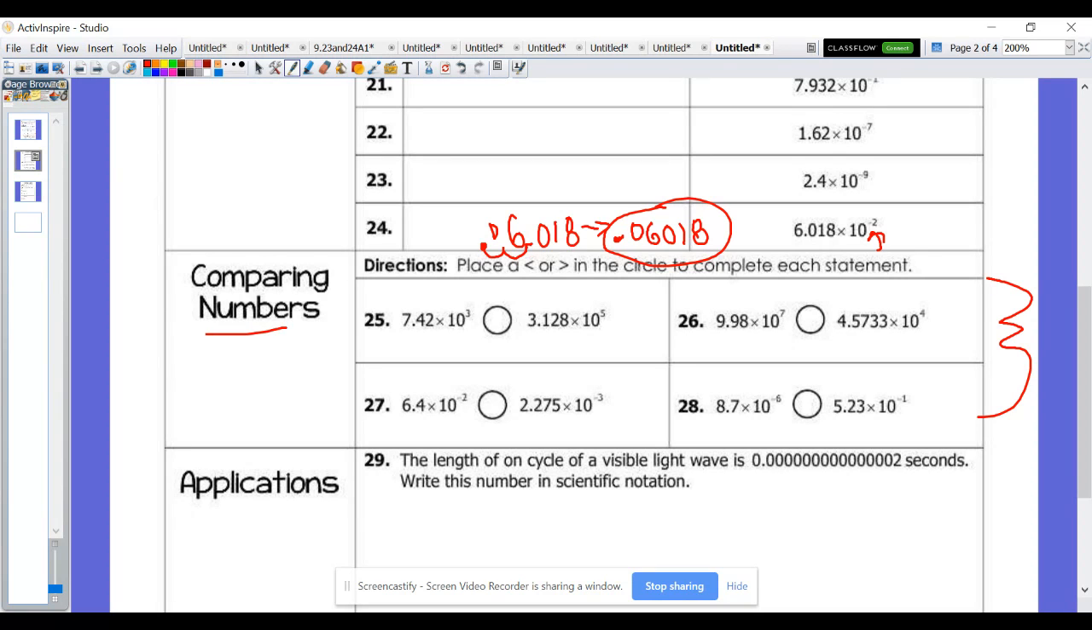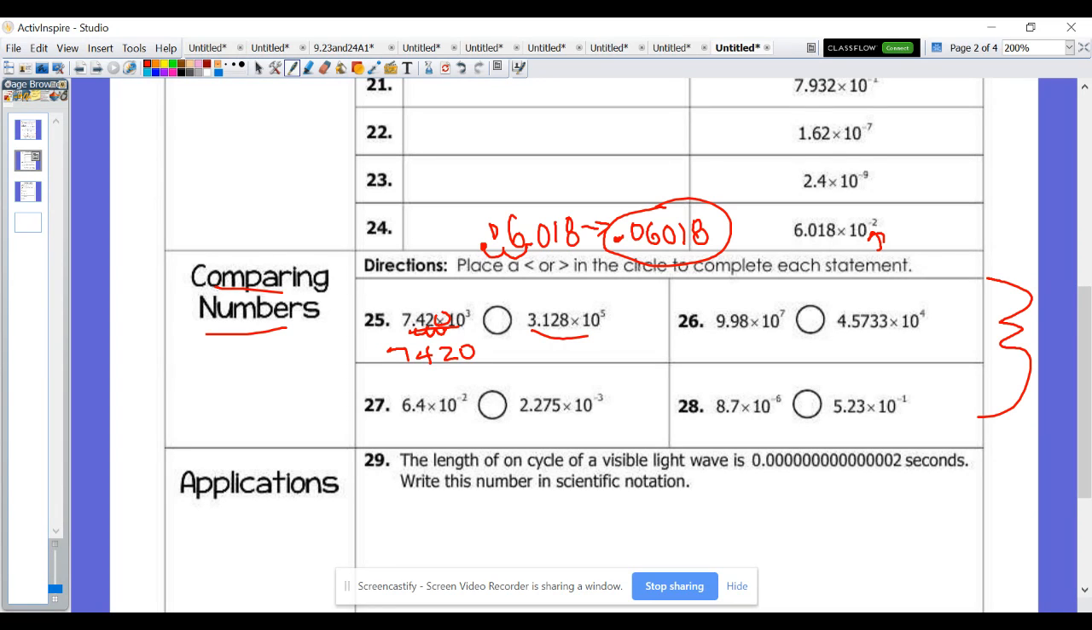All we have to do here to compare numbers, the easiest way to compare numbers is to make it look like a number that we're a little more comfortable with. We're probably not that comfortable with these just yet. So I want to turn both of them into numbers that I'm a little more comfortable looking at. So for number 25, for example, I have 7.42 times 10 to the third power. So that's telling me that I need to move 1, 2, 3 places to the right. Again, put a 0 in if you got any blank spaces. So this number is actually 7,420.